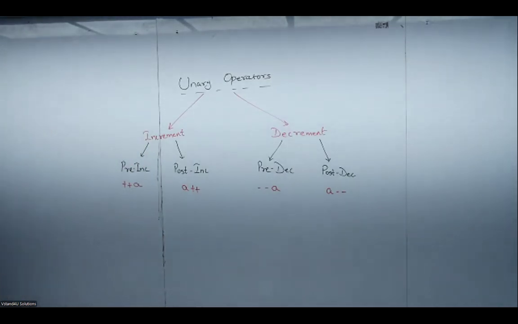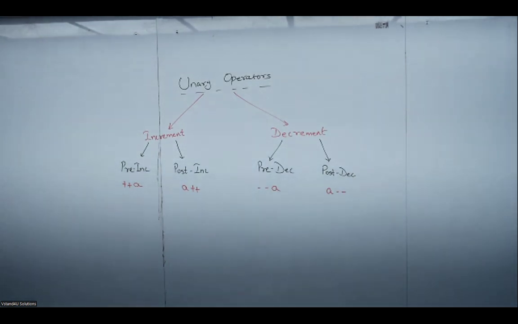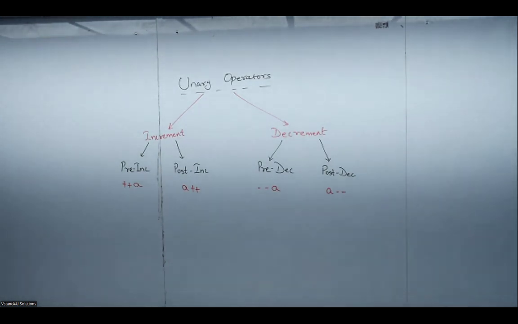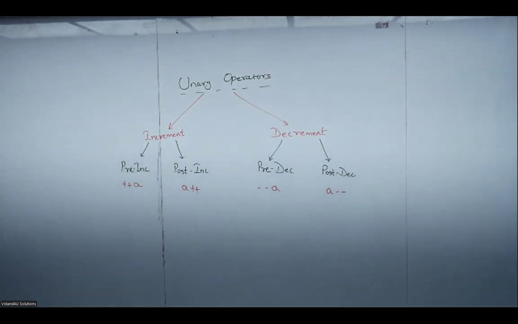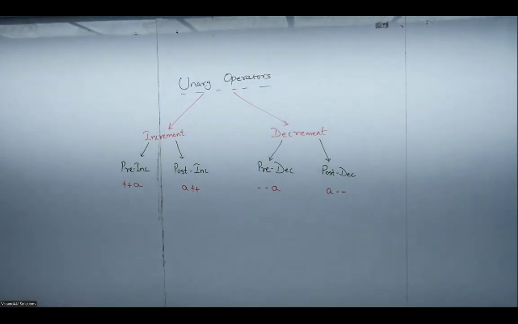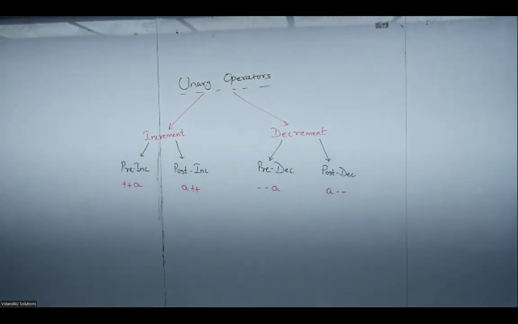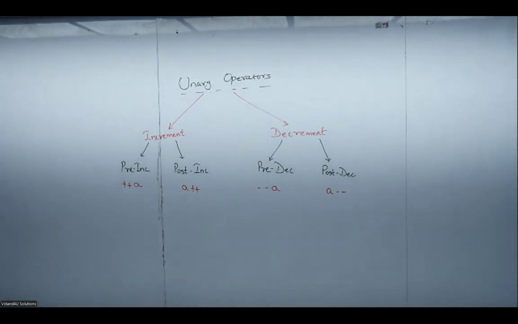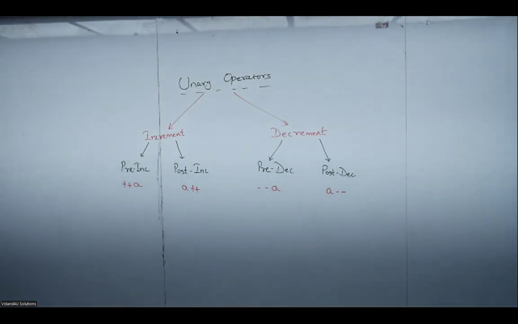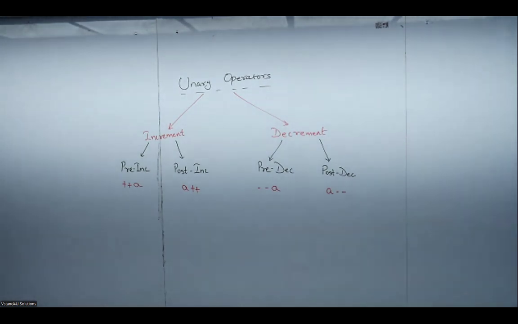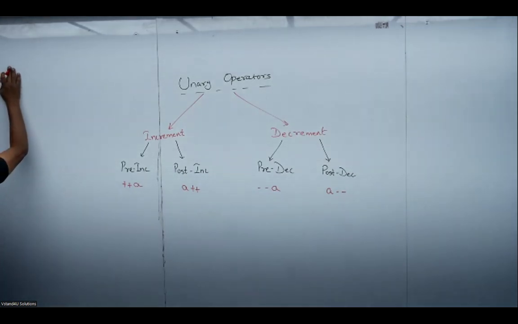Quickly make a note of it, and write one bullet point. Unary operators require only one operand to perform the task. Online folks, quickly make a note of it.